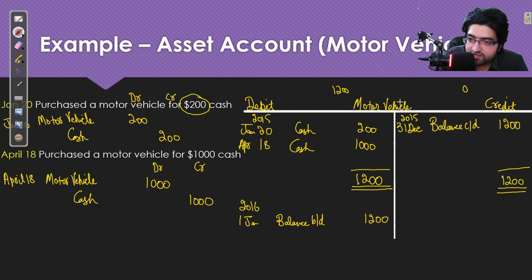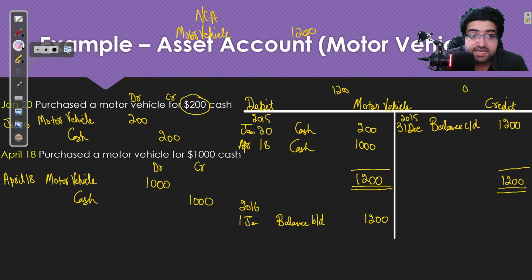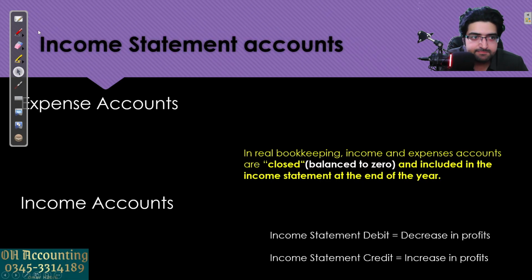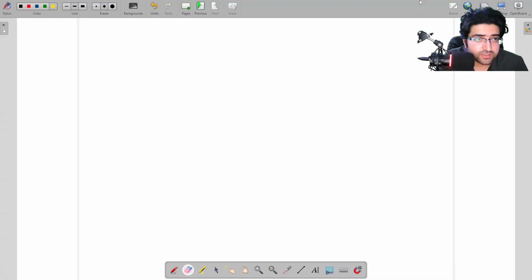We will also record this figure of motor vehicle in our non-current assets section of SOFP, motor vehicle, and then I will write the amount 1200. So I will show this in SOFP, but statement of financial position accounts are not closed. Okay, they still have a balance at the start of the next year. Okay, now on the other hand, the income statement accounts. I have told you the income statement accounts are your income accounts and your expenses accounts. Okay, these are my income statement accounts.